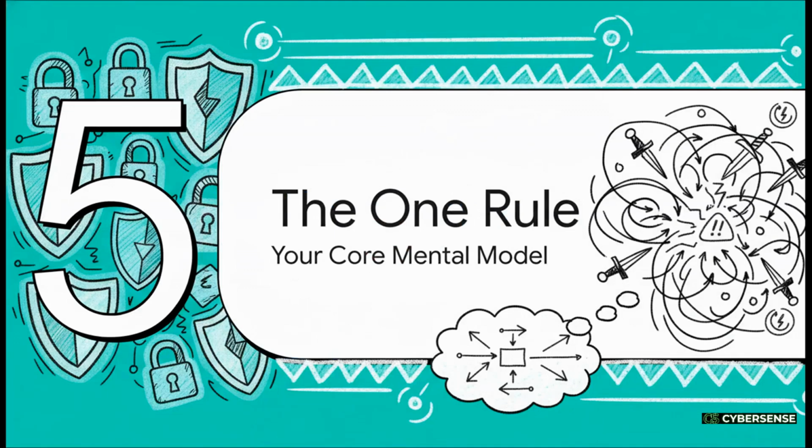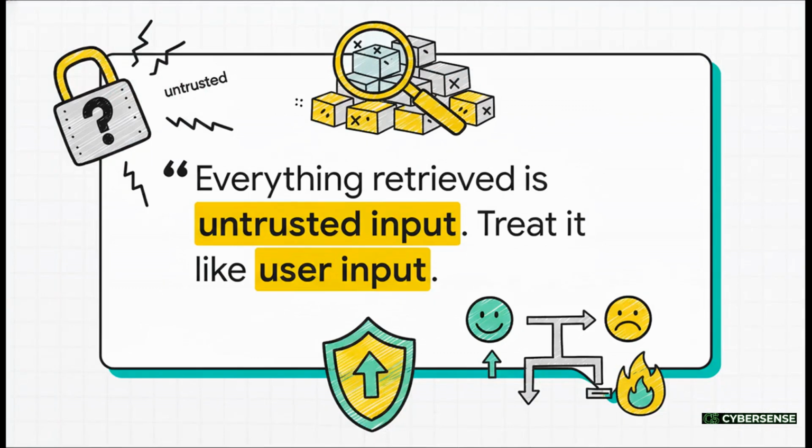So, we've gone through the whole pipeline, the attacks and the defenses. It's a lot, I get it. But if you remember just one thing from all of this, please let it be this next point. This is the single most important mental model you need to stay secure. And here it is. Everything retrieved is untrusted input. You need to treat it exactly like you would treat input from a random user on the web.